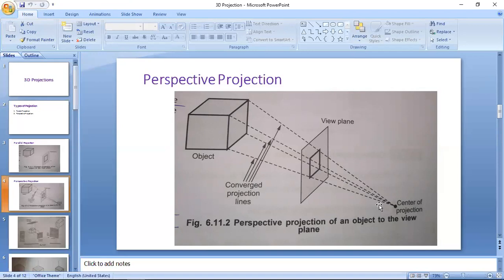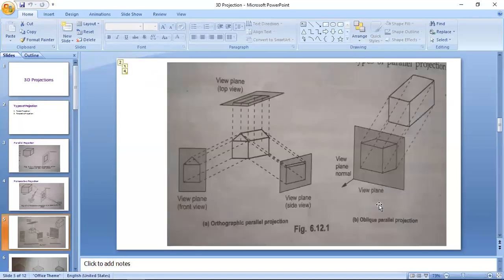Furthermore, again, these two basic types of projections get classified further. So let's see the classification of parallel projection. Parallel projection is further categorized into two types.